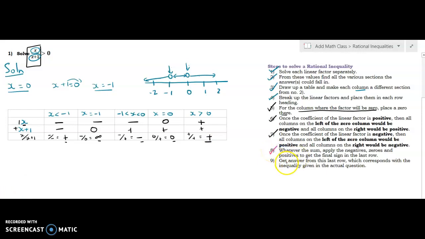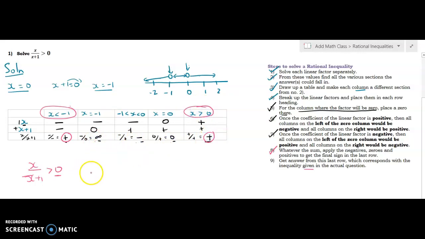So now they say, get the answer from the last row which corresponds with the inequality given in the actual sum. Well, sorry, question. So what was my question in the first place? It was x over x plus 1 is greater than 0. So I want where it's greater than 0. So that means I want positive values. So positive, this is telling me where my answer is, and this is giving me my answer. Not here, not here, not here, but here.